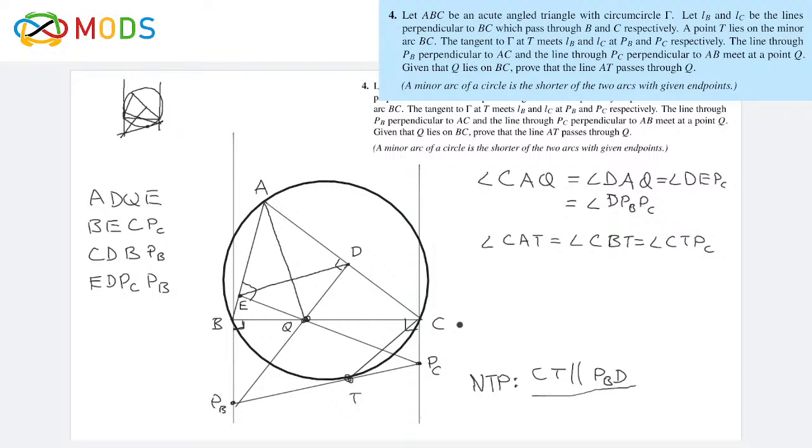I mean, the nice thing about what we're left to prove is that we can rub out E and PC, right? They don't matter at all. Wait, E and PC, what do they do? Oh, wait, no. Yeah, they don't matter at all, because if we just want to prove that CT and PBD are parallel, that doesn't involve PC or E, right?